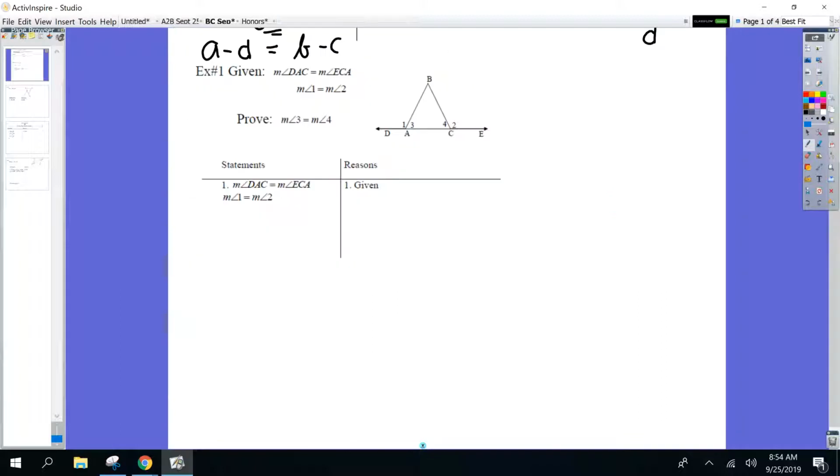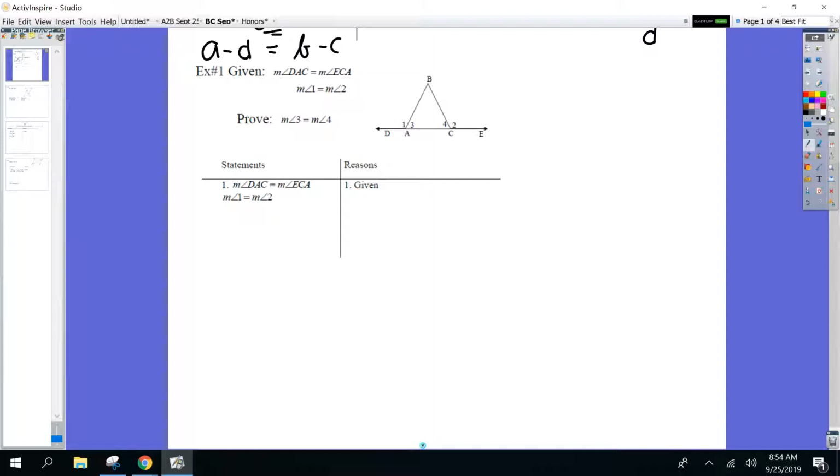All right, here we go. Let's apply it to a proof now. Everything's written in for you. You can thank me later. Angle DAC. What type of angle is DAC? Straight angle. And it's congruent to ECA, which is also a straight angle.